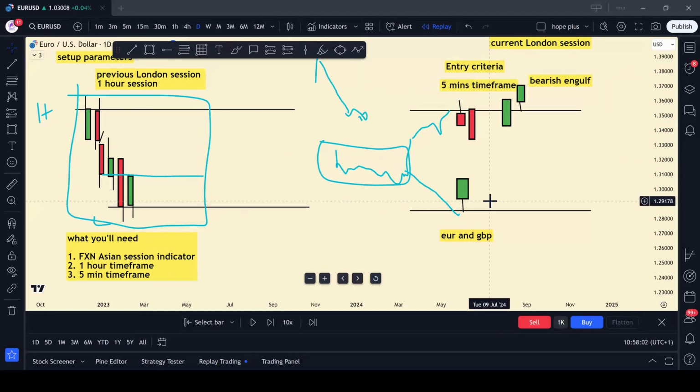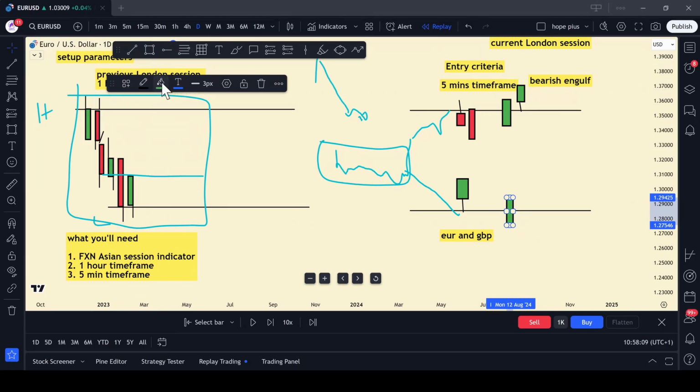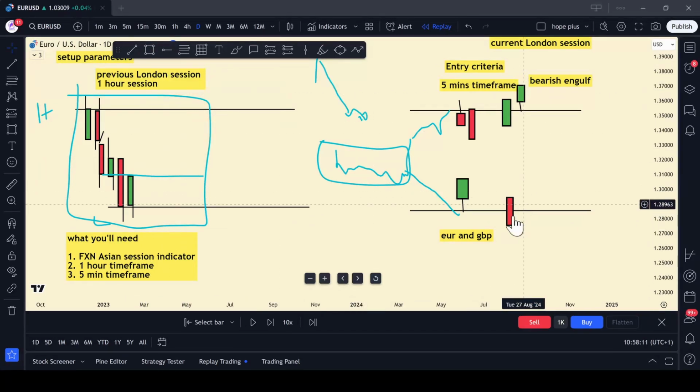Likewise, if market closes below it, in this case, a red candle, it is an indication that the market wants to go lower. All you need to do is wait for a rejection of that line, or you wait for a bearish engulfing. Once you see that, stop loss above, and then you sell to the downside.